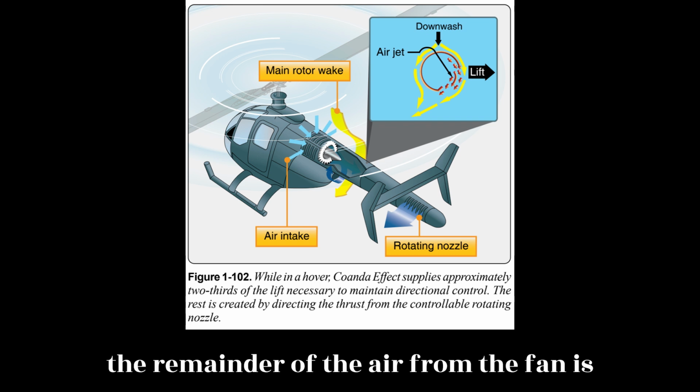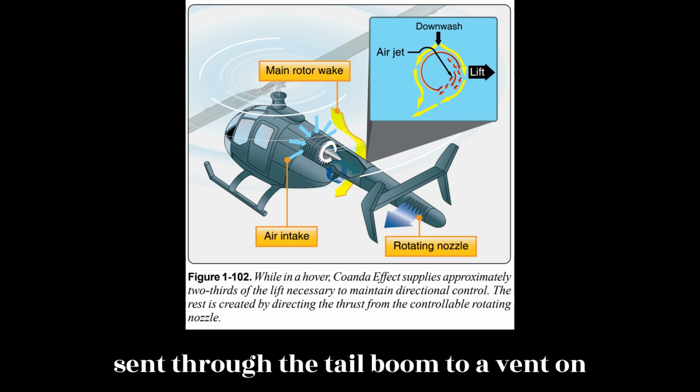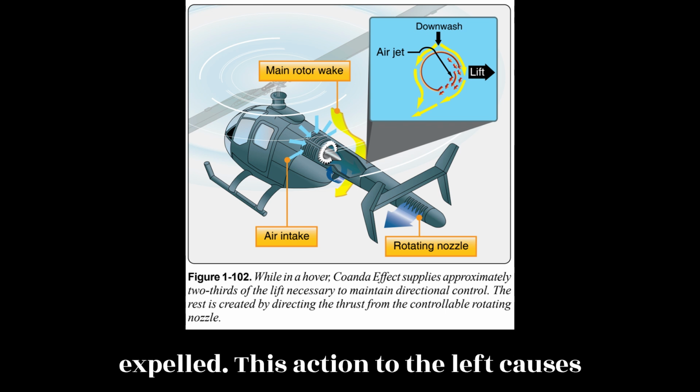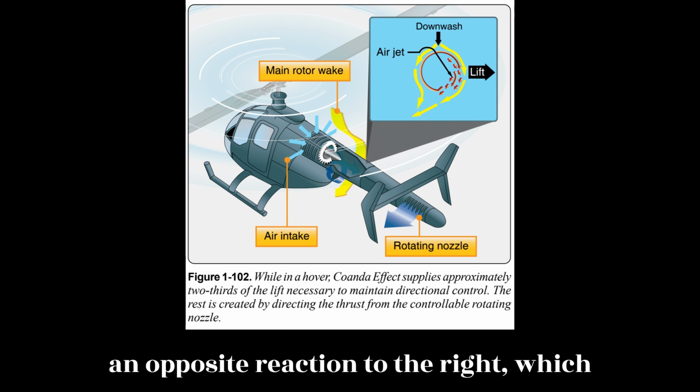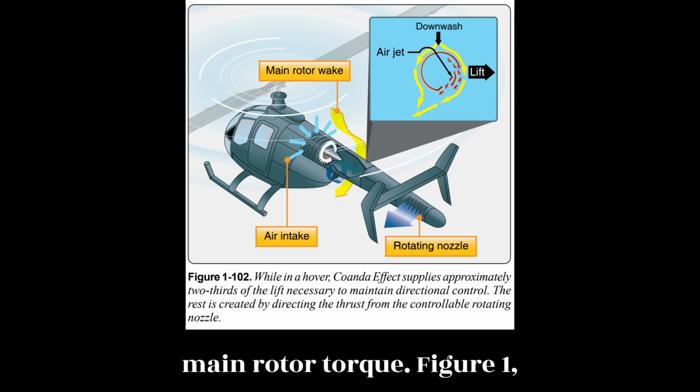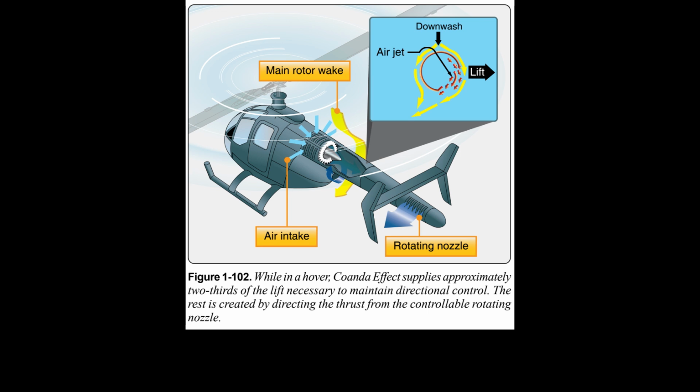Additionally, the remainder of the air from the fan is sent through the tail boom to a vent on the aft left side of the boom where it is expelled. This action to the left causes an opposite reaction to the right, which is the direction needed to counter the main rotor torque. Figure 102.